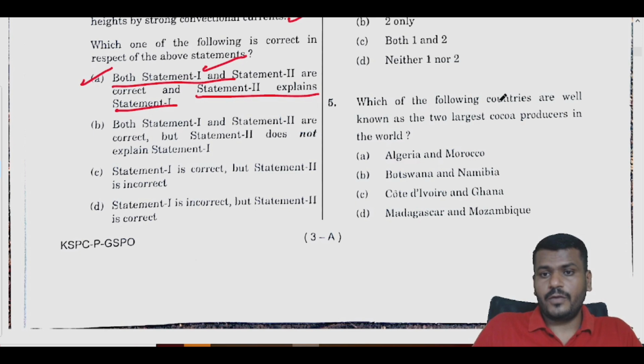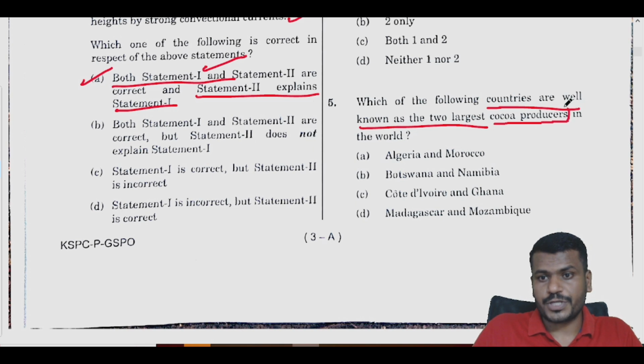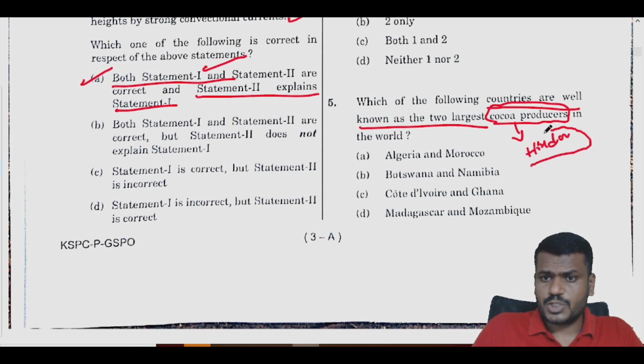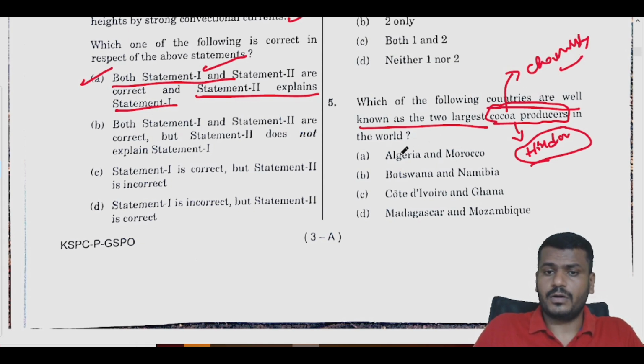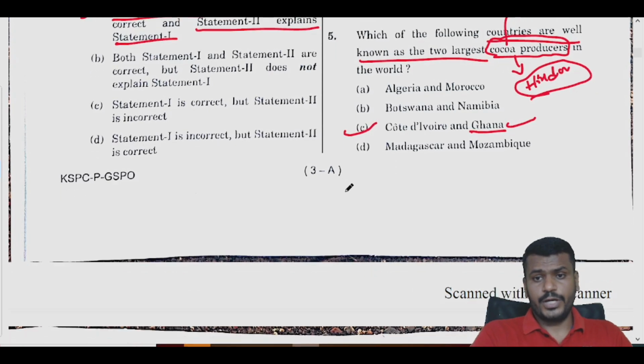Next, which of the following countries are well known as the two largest cocoa producers? See guys, this is again a current affairs question; in The Hindu paper, a lot of times it came in the last one year. Cocoa is used for the production of chocolates. Whatever chocolates you are eating, cocoa is used for that. African countries are very famous for cocoa production. Here, Cote d'Ivoire and Ghana are the two African countries that are very famous and the highest producers of cocoa. Remember, it's a current affairs question, no need to get confused.